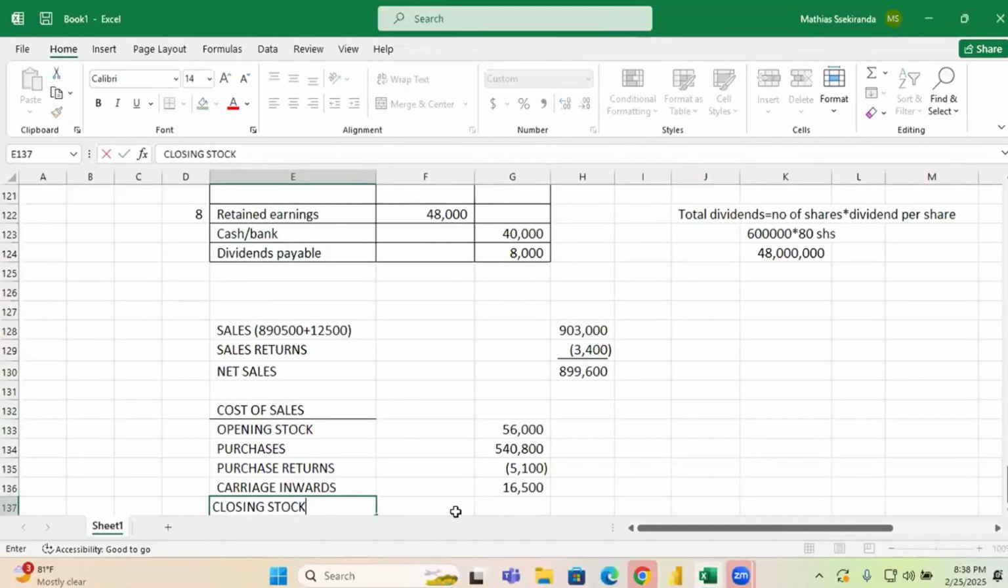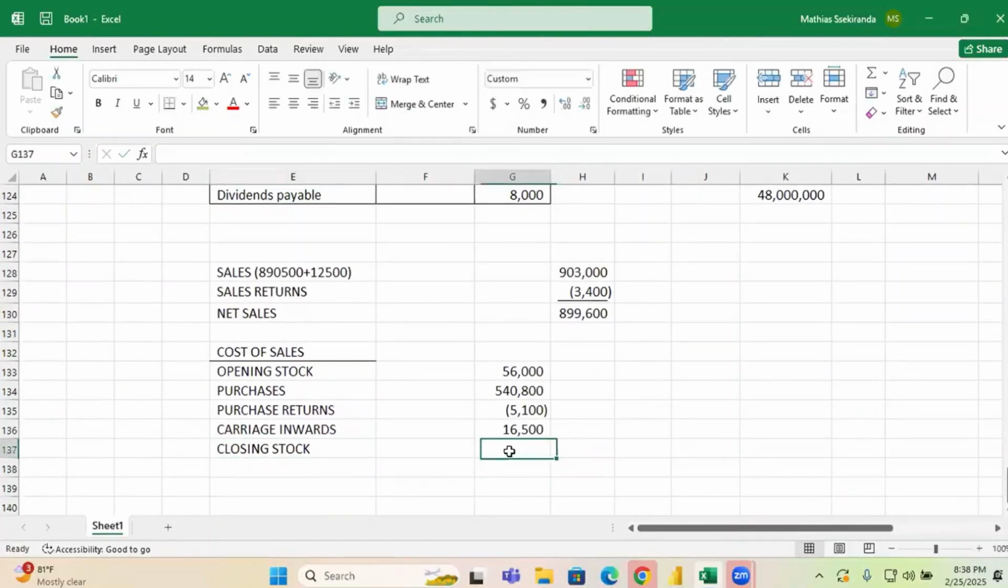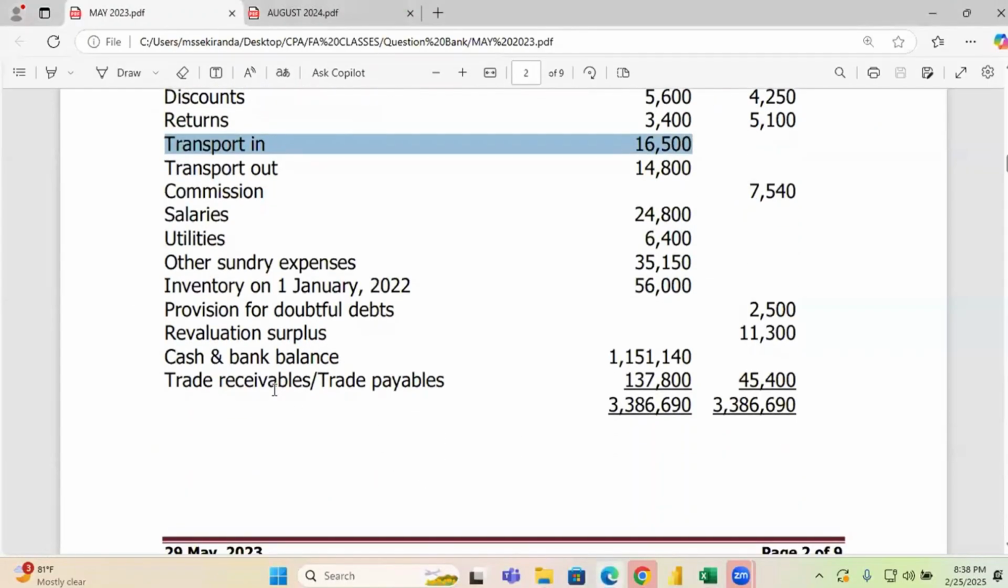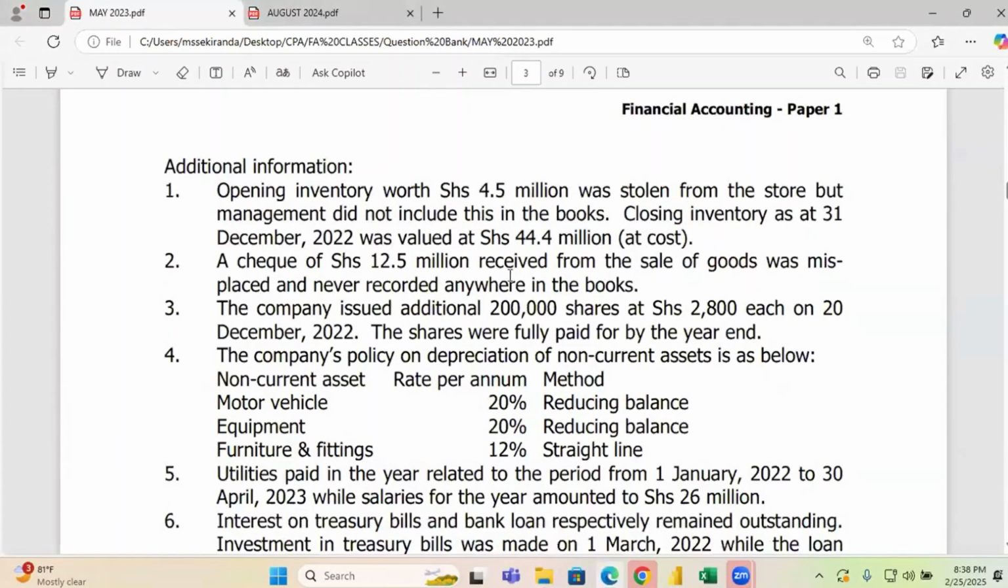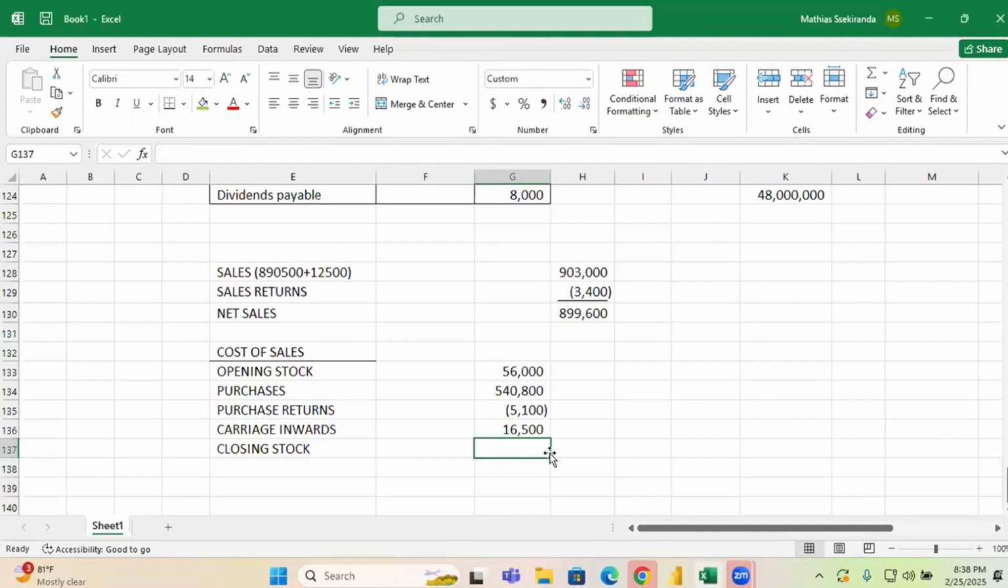We have closing stock. The closing stock was given in additional information, and it is 44,400.